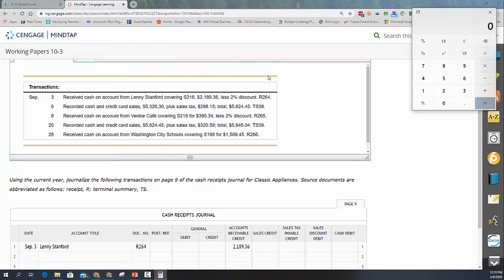Using my calculator, I have to put that amount in, $2,189.36, and I'm going to multiply that by 2%, by 0.02. That gives me $43.7872. What does that get rounded to? 43.79. Okay. Will that penny kick your butt if you put it in there wrong? Yes, it will. So our sales discount is going to be 43.79.